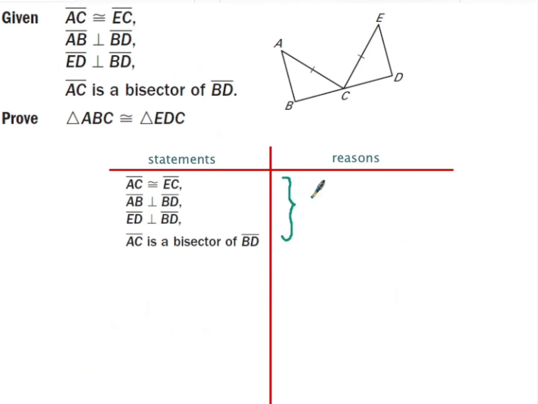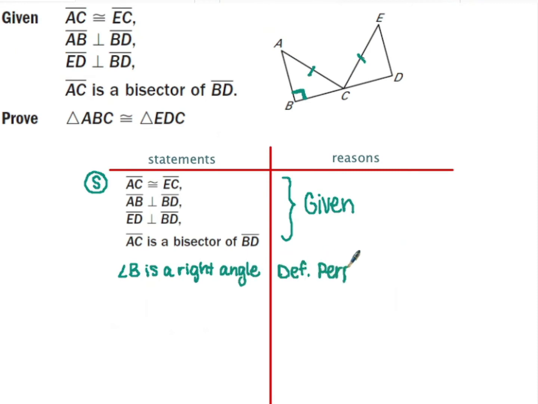This one just has a ton of givens. Let's see what we can do with all of that. It looks like AC is already marked congruent to EC, and that is definitely a set of sides on my triangles. I have AB perpendicular to BD. Can't I say that this is a little right angle then? I think I'm going to throw that in my proof. Angle B is a right angle because of the perpendicular, right? Definition of perpendicular. I'm just going to check that off. I used that one. ED is also perpendicular to BD, so why don't we say that that angle D over there is also a right angle?